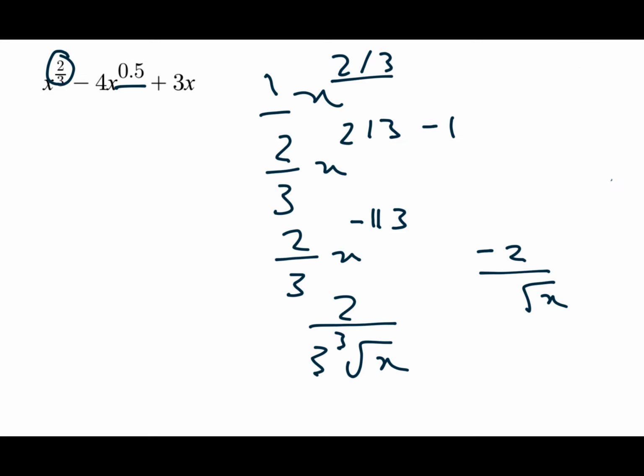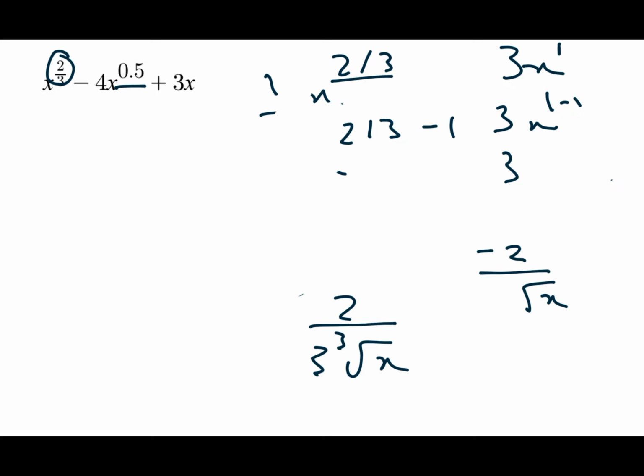And lastly, we have 3x. So it's obviously 3x to the power of 1. Multiply the coefficient, subtract 1 from the exponent, 3. That's it. Let's get rid of all this.